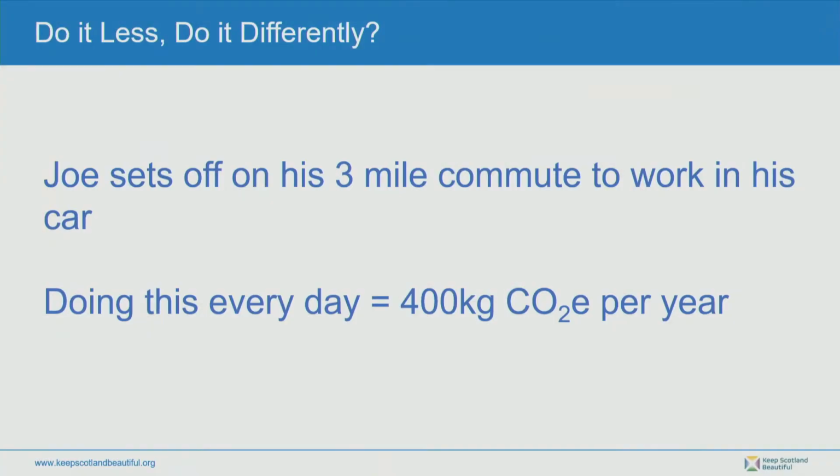So now Joe has had his shower, he's woken up, he's going to go to work, and he sets off on his 3-mile commute to work in his car. If he does that every day, every working day for a year, it's almost 0.5 ton of carbon emissions. Okay, so again, same idea. How could he do it less or differently, and why would that be a good thing for Joe? Okay.